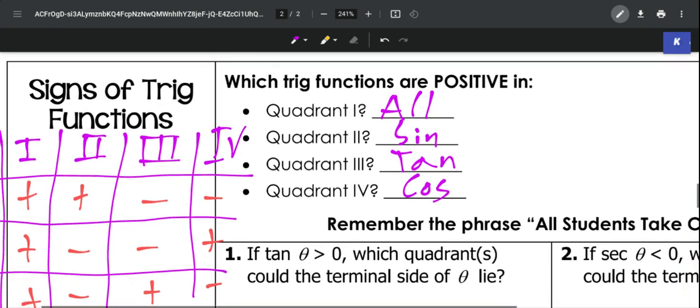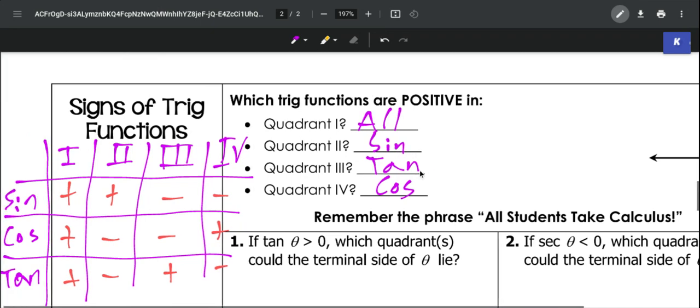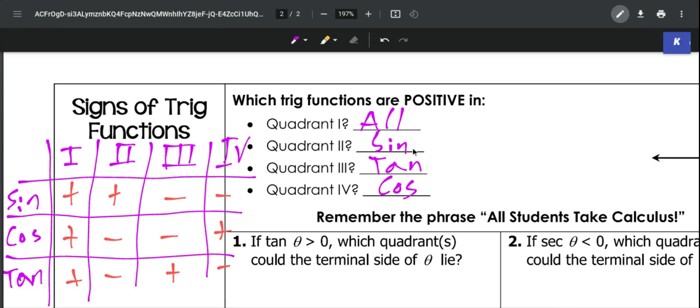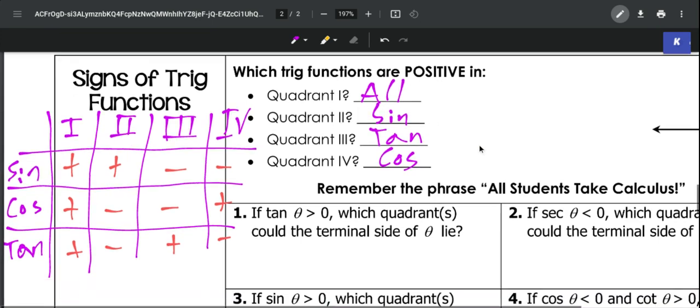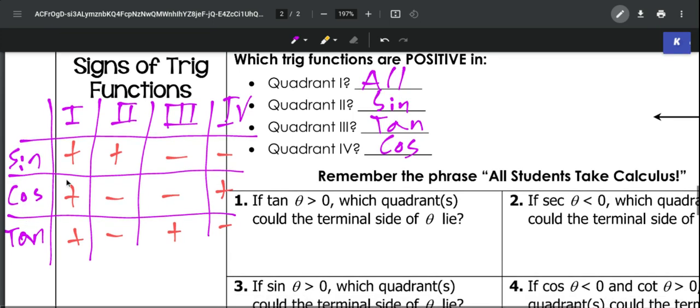Some people say, all right, if you know where they're positive, then they're always negative elsewhere, like in quadrant 2, tangent and cosine are going to be negative because sine's the only one that's positive in quadrant 2. But instead of making you do all that, I just think it's easier to have this chart here and to give you a reference. So you can see here that sine's positive in 1 and 2, and then it's negative in 3 and 4. And then like we talked about, cosine's positive in 1, negative in 2, negative in 3, and positive in 4. And then tangent's positive in 1, negative in quadrant 2, positive in quadrant 3, and negative in quadrant 4.